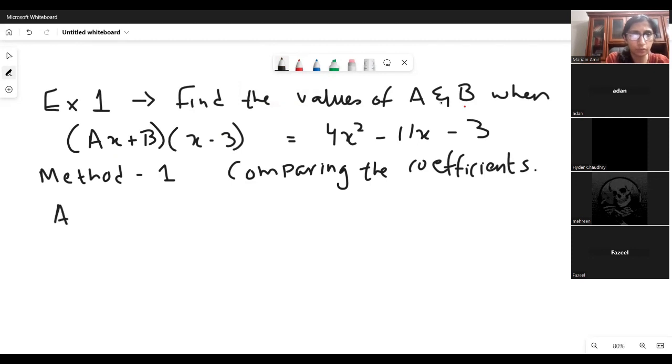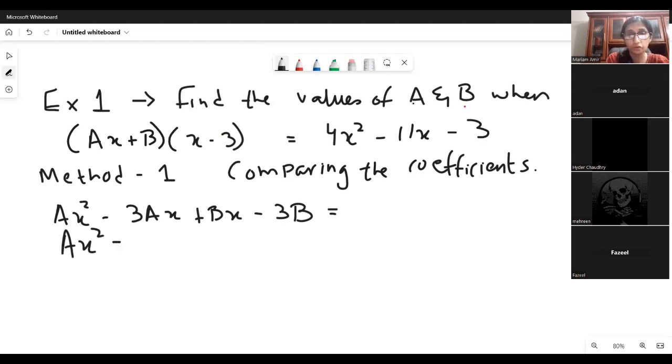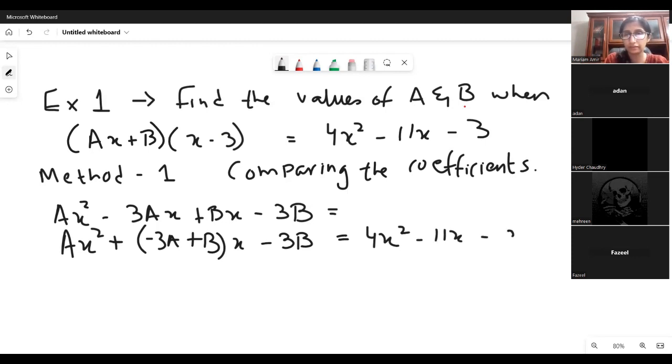Okay, so let's expand this. We get ax square minus 3ax plus bx minus 3b, and one more step is left. We need to merge the coefficients of x. So let's take x common. Either plus ही लिख लेते हैं. So if plus is common, then the signs remain the same. Minus 3b equals 4x square minus 11x minus 3.